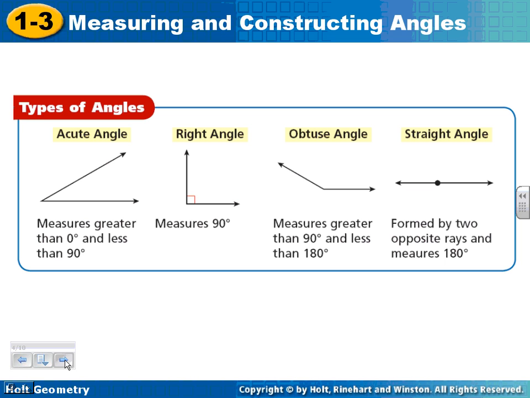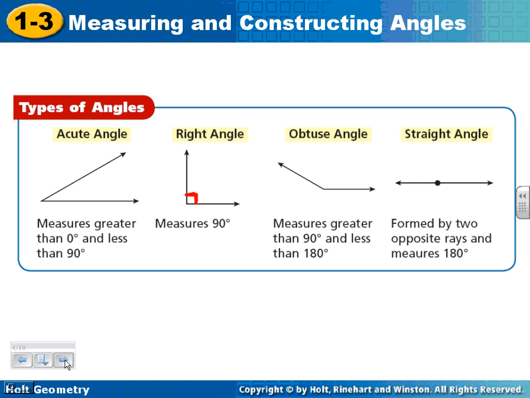Here are 3 specific kinds of angles. The first one is an acute angle. Measures greater than 0, less than 90. That's your small angles. The second one is a right angle. That measures exactly 90. Notice the box in the corner. Highlight it in red right there. That little box in the corner means 90 degrees.